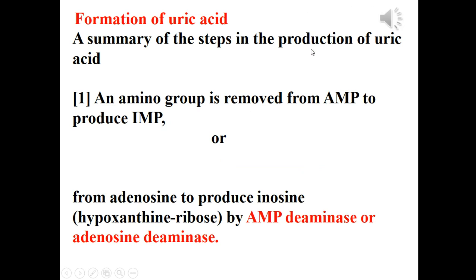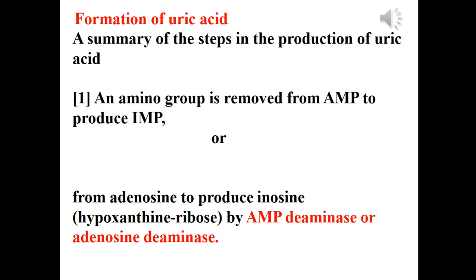The formation of uric acid means degradation of purine bases. Here is a summary of the steps in the production of uric acid. First, an amino group is removed from adenosine monophosphate, this is a nucleotide, to produce inosine monophosphate, also a nucleotide. This is catalyzed by the enzyme adenosine monophosphate deaminase. Or the amino group is removed from adenosine, which is a nucleoside, to produce inosine, which is a nucleoside.